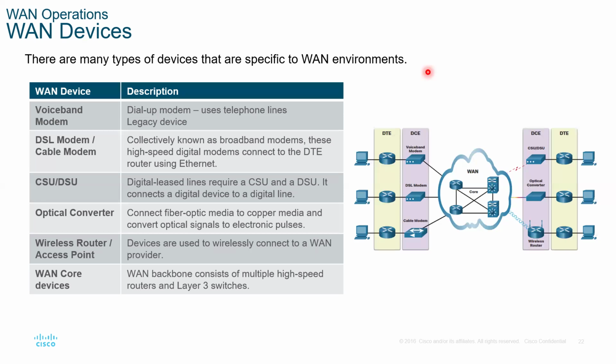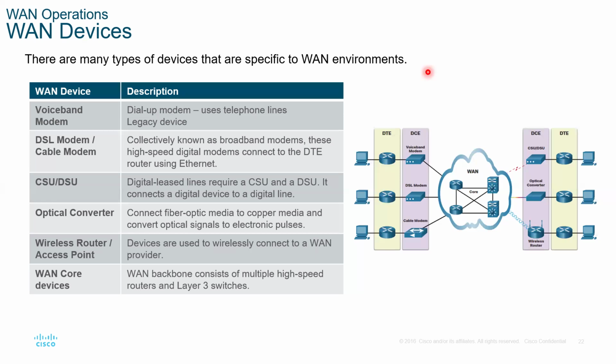So if we have, for example, leased lines T1, E1, T3, E3, which we are going to discuss, there is a modem responsible for going from Ethernet to the type of data which can be transmitted over those T1, E1 links. So that is our CSU. It's a modem basically, but high-end. Our optical converters connect fiber optic media to copper media and convert optical signals to electronic pulses.